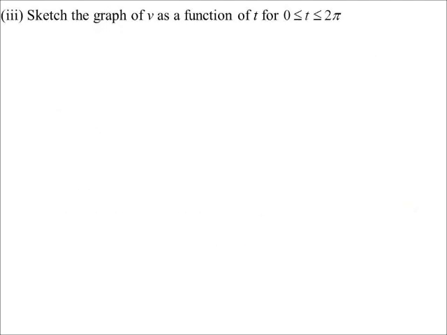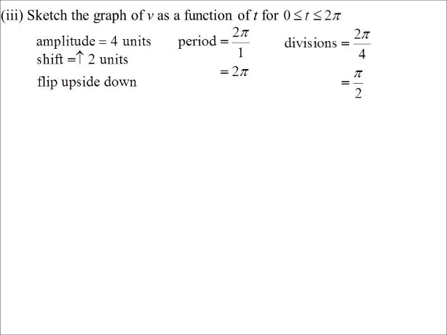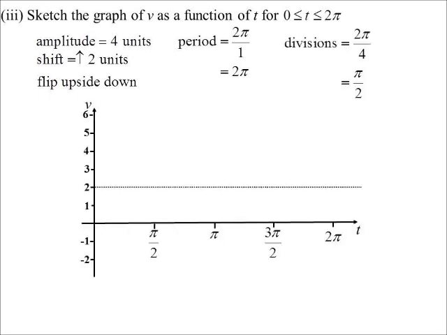Sketch the graph. There you go, making us draw a trig graph again. Okay, amplitude is 4, shifted up 2. This one's upside down because it was a minus. Period's 2 pi. Mark off the divisions every pi on 2. So there's my axes, but I've shifted up 2. Let's put a dotted line in there that we can use to wind it round.